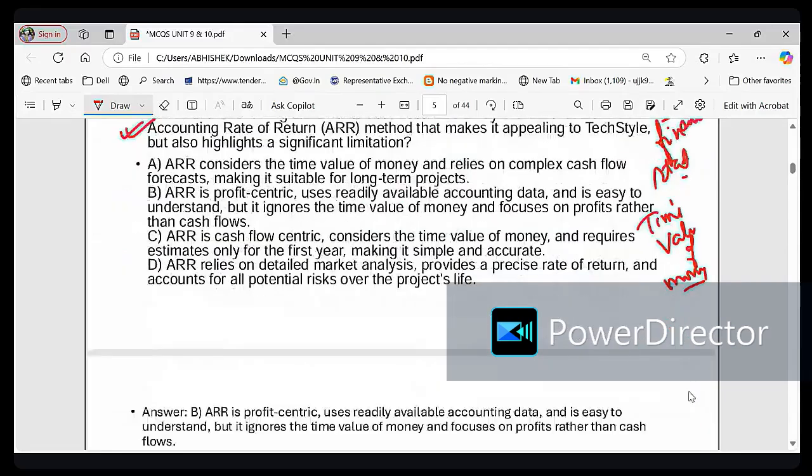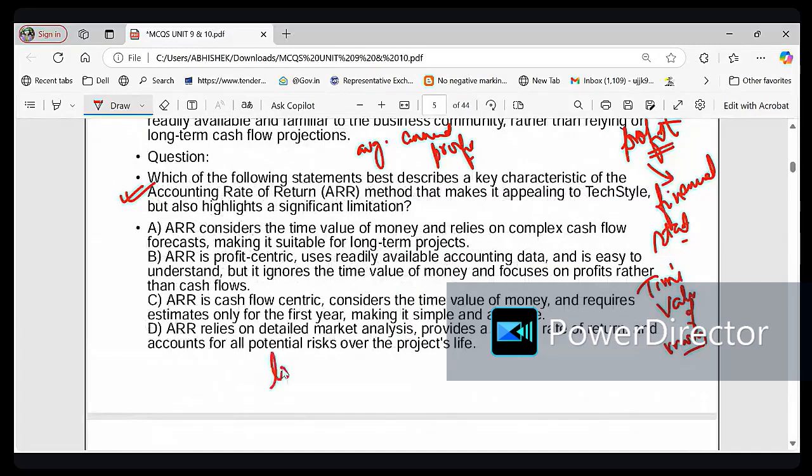For example, suppose a project generates a lot of profit in the latter year, right? So the ARR method treats it the same as profit generated in the first year. That is the demerit of this ARR. It does not take time value of money into consideration.